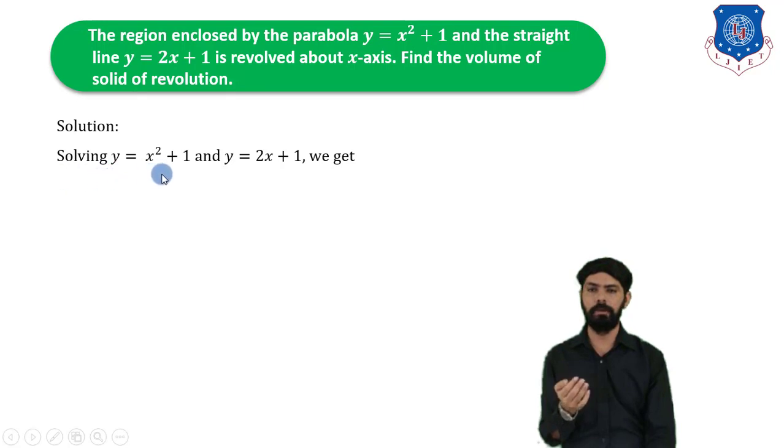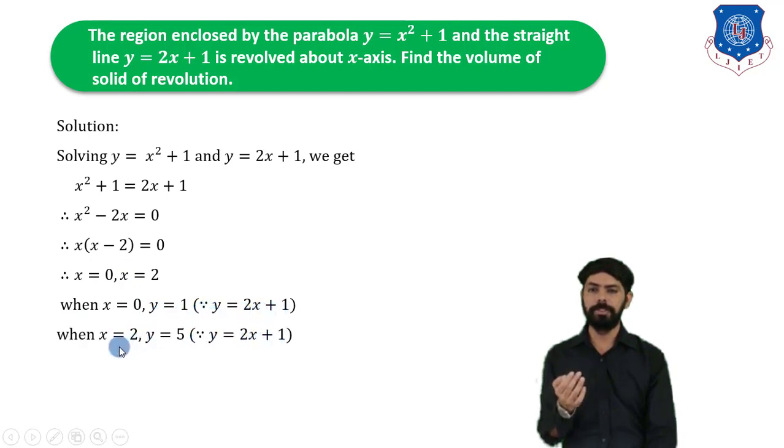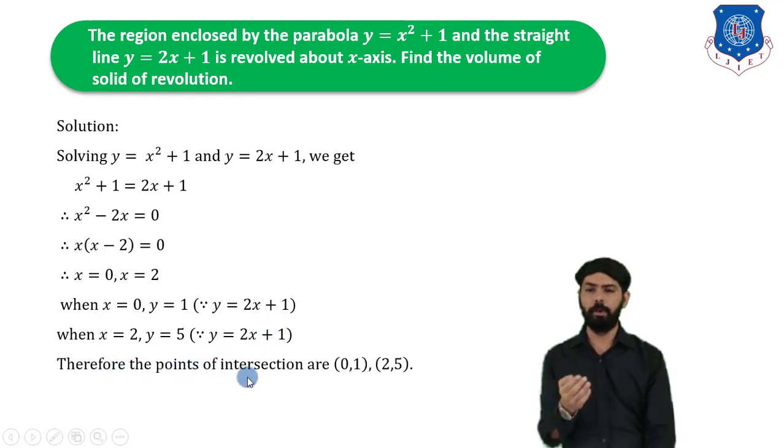So solving y equal to x square plus 1 and y equal to 2x plus 1, we will get x square plus 1 is equal to 2x plus 1. So if we simplify this, then here 1 cancel out. So it will be x square minus 2x is equal to 0. Now taking x common from these two terms, so it will be x in bracket x minus 2 equal to 0. Therefore x equal to 0 or x equal to 2. Now when x is 0, then y is 1, because we know that y equal to 2x plus 1. Same way, when x is 2, then y is 5, because we know that y is equal to 2x plus 1. Therefore the points of intersection are (0, 1) and (2, 5).